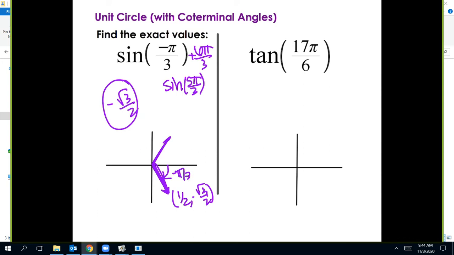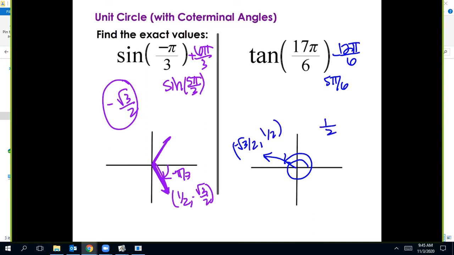So either one works. Next one, the angle is too big, so we need to subtract 2 pi, which is just going to be 12 pi over 6. And so I get 5 pi over 6, which is this angle, close to the x-axis in the second quadrant. And so that has a long x, short y, and negative x. Tan is y over x. And so we get the rationalized denominator version of tan there.